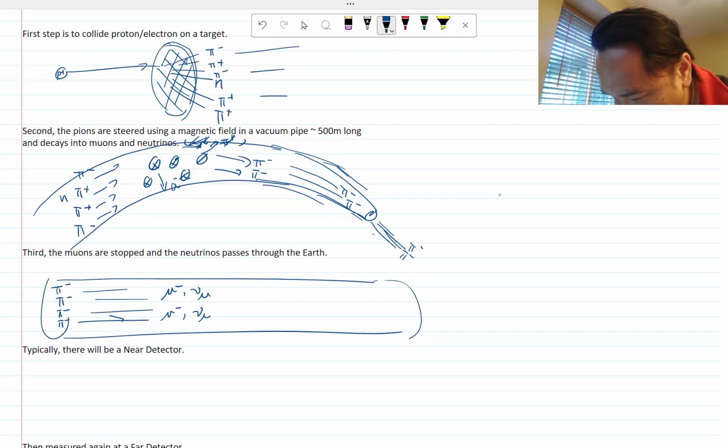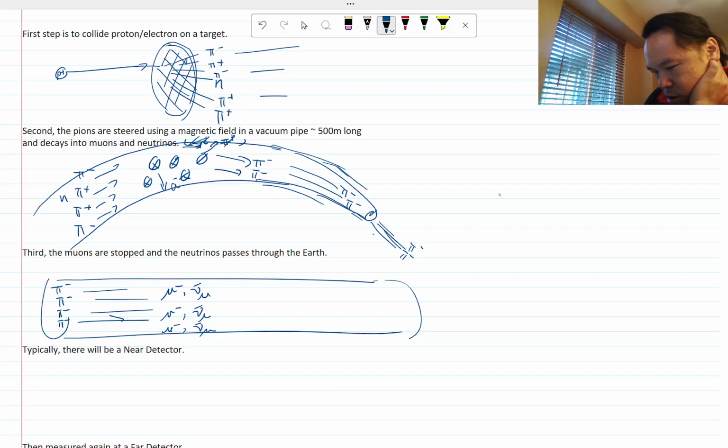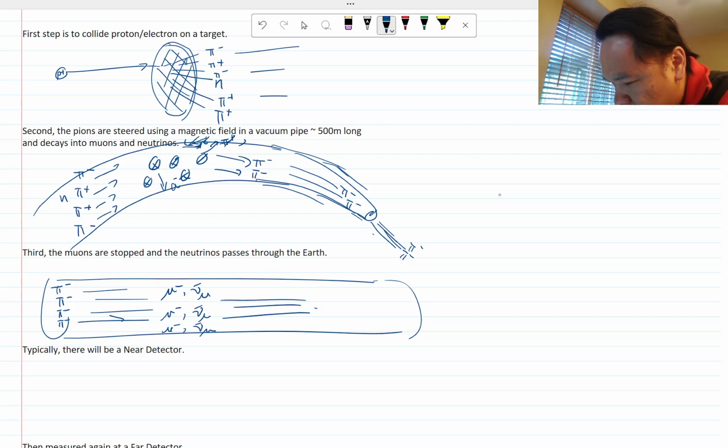And then since these are negative pions, we'll get the negative muons, and then you have the anti-neutrino. Huh. Okay, I should have thought of that. But okay, so now you have an anti-neutrino beam and a bunch of muons.